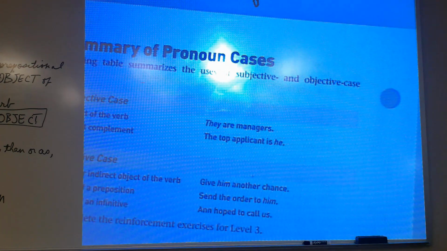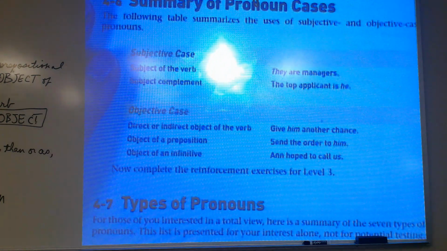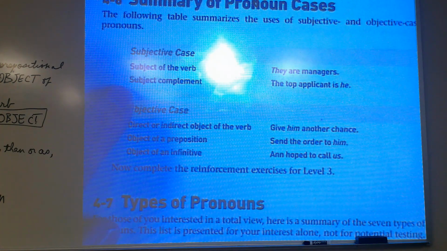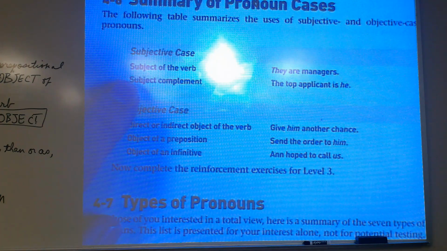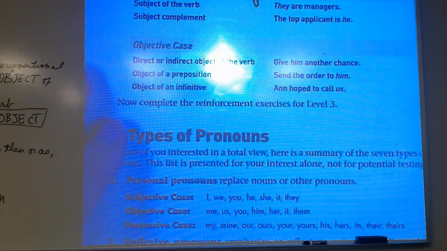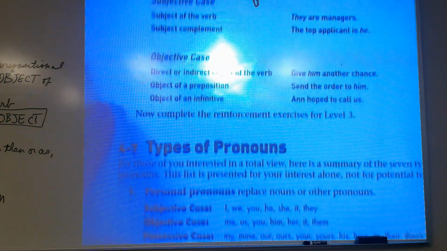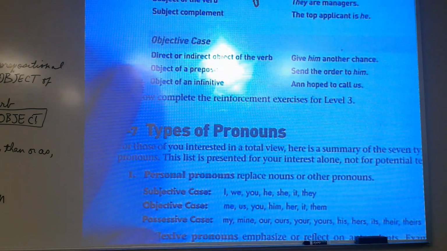Next page, the summary. Use the subjective case when the pronoun is the subject of the verb and whenever the pronoun is a subject complement, meaning it follows a linking verb. Also, whenever you have the word than or as and a pronoun follows with the following verb that's implied, use a subjective case pronoun. Objective case pronoun, whenever the pronoun is a direct object or an indirect object of the verb.